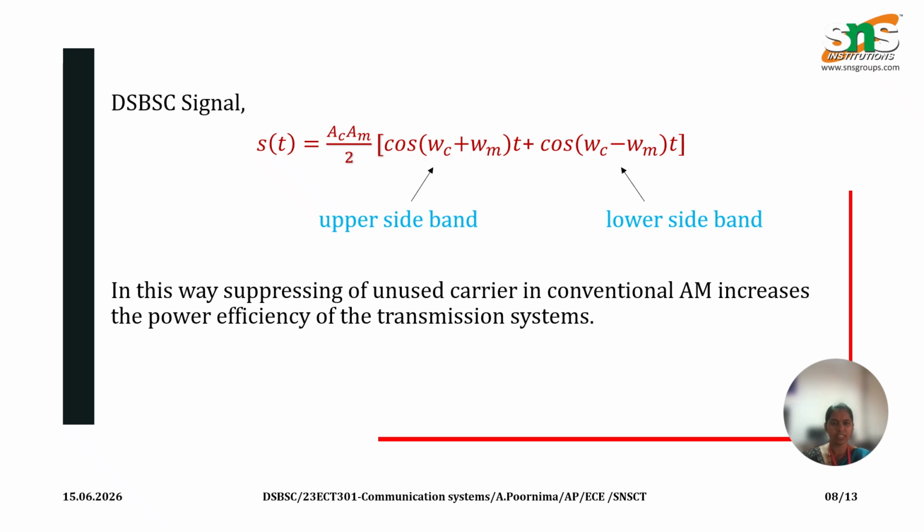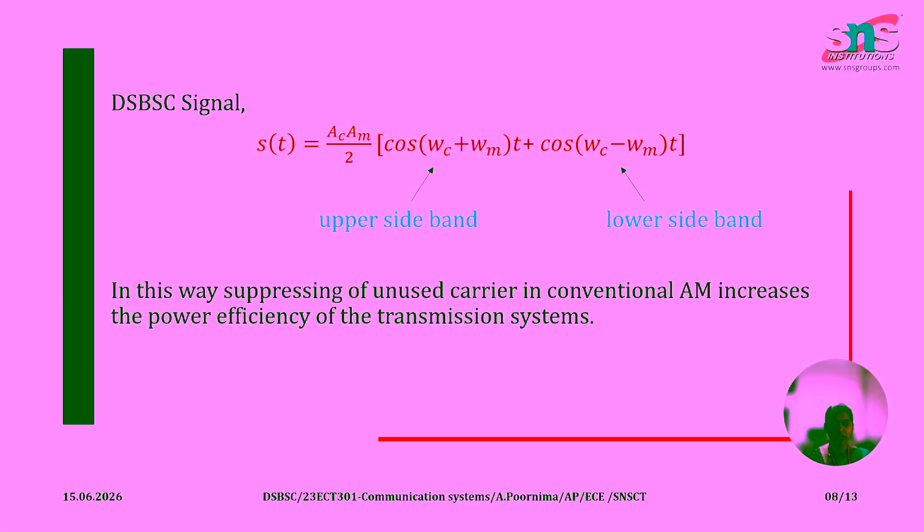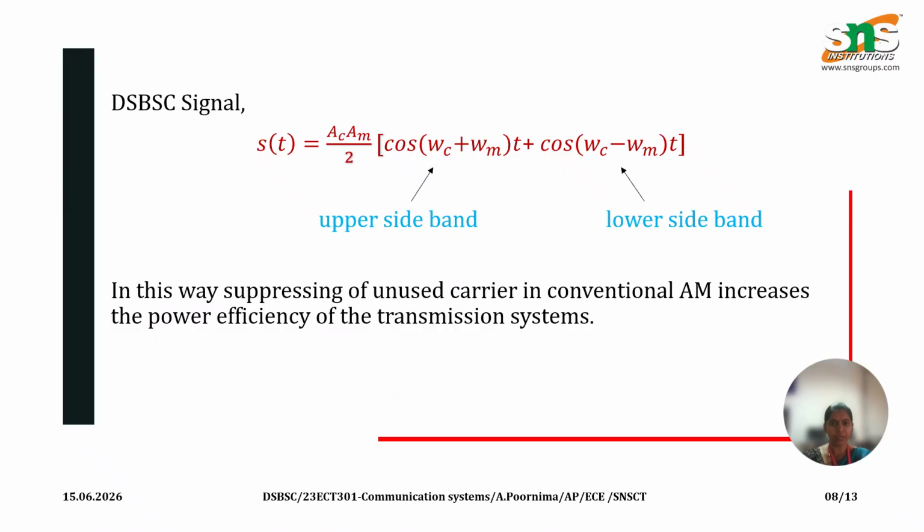That is nothing but Ac Am by 2 cos of upper sideband plus lower sideband, where omega_c plus omega_m gives the upper sideband and omega_c minus omega_m gives the lower sideband. That is nothing but frequency translation to higher frequencies. Here you can see there is no carrier component; the third component that is present in AM is suppressed in this DSBSC. In this way it produces a power efficiency improvement when compared to AM modulation.